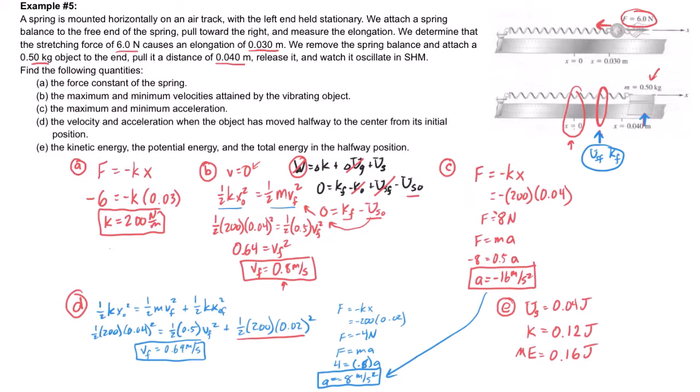0.16 joules. Now, as a side note, if you were to calculate one of these energies back here in B, either that initial elastic potential energy or the maximum kinetic energy, either one of those will end up giving you 0.16 joules, which is good because we want our total mechanical energy to be conserved at that point. All right, well, that's it for that question. Let's do one more.